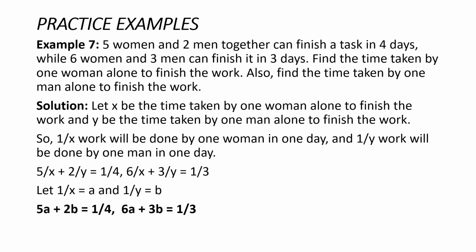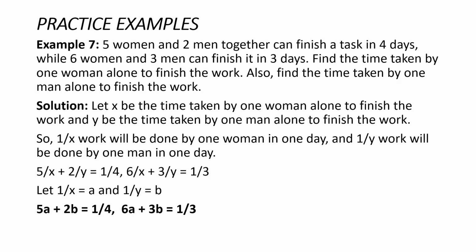Example 7. 5 women and 2 men together can finish a task in 4 days, while 6 women and 3 men can finish it in 3 days. Find the time taken by one woman alone to finish the work. Also find the time taken by one man alone to finish the work. Remember, these are important examples. Many a times they are asked.